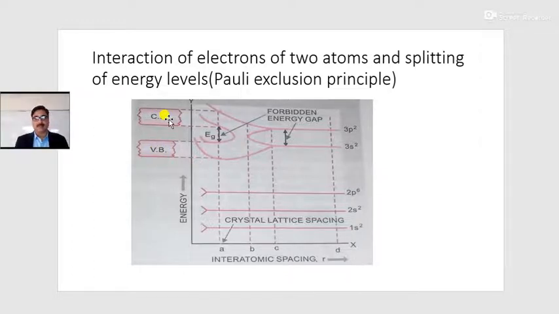Conduction band is the band where electrons can freely move and feel free to move, whereas in the valence band they do not feel such an environment.